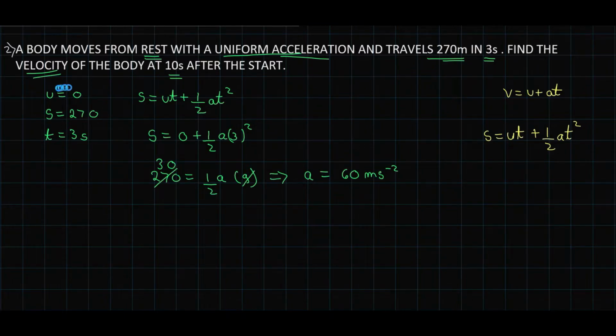Now we can move on to the final goal of this question, which is finding the velocity. So we make use of this formula right here, V equals U plus AT. We substitute the values that we have. We have to find the velocity V equals initial velocity, which is 0, plus the acceleration, which is 60, and the time 10 seconds, times 10. So from here we get velocity V equals 60 times 10, which equals 600 meters per second. And that's the answer. Let's move on to the next question.